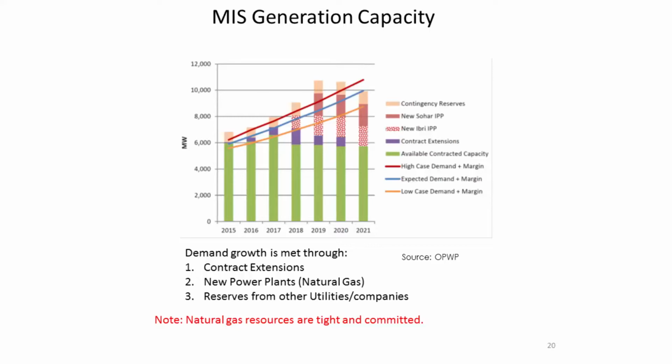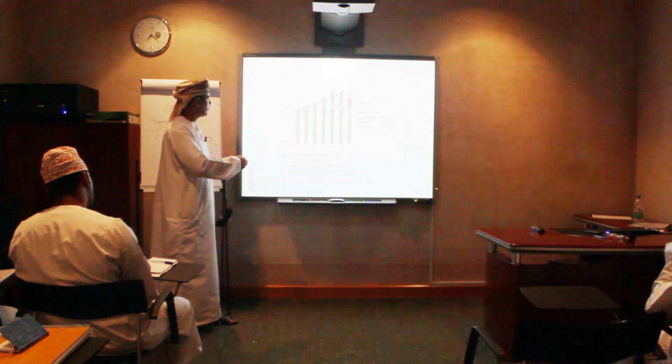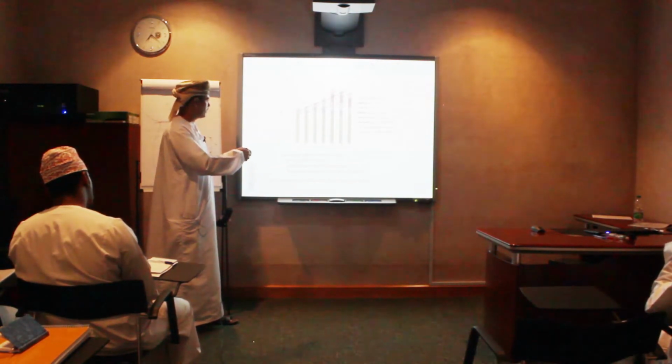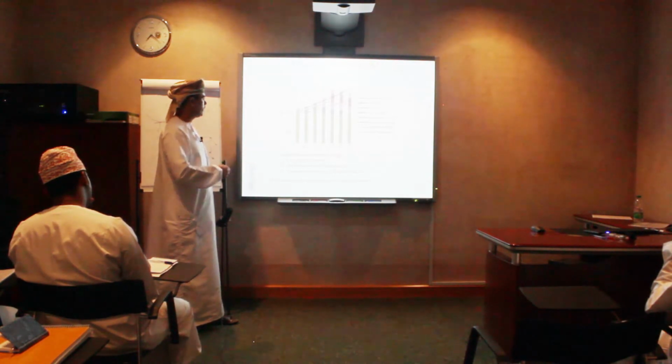You can see here the green bars. The green bars are actually the existing capacity of generation facilities. These are the existing capacities, and you can see that with the normal expected curve, we are actually below the demand. So we need to have investment. We need more capacity starting from 2016, and this is getting even worse.